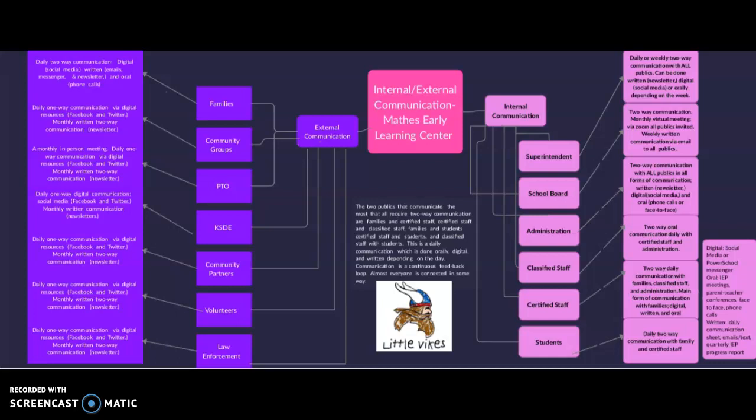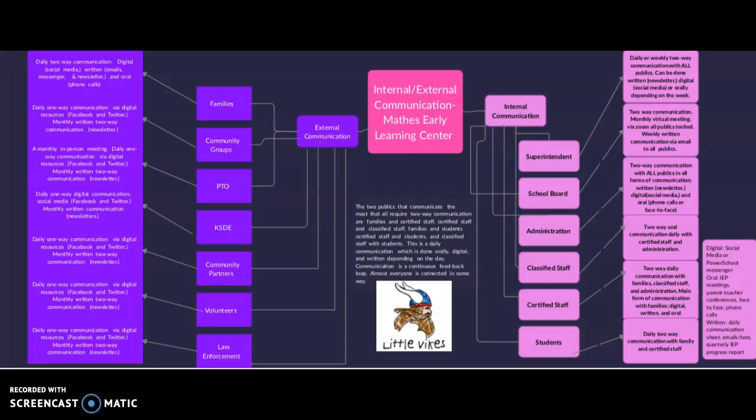So families have daily two-way communication. They can have daily conversations with PTO, classified staff, certified staff, students, and administration. That can be oral, whether it's a phone call, or digital, looking at our social media. I update my Facebook for my families at least weekly with important dates coming up or just something fun that we're doing in the classroom. So I am communicating with them daily on that.